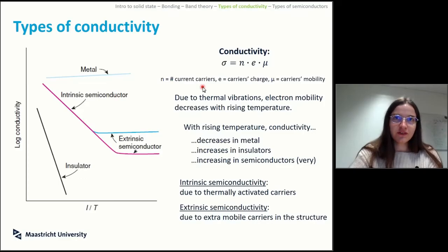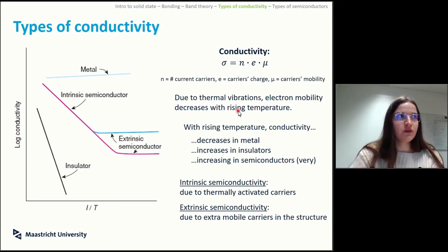Okay, so we closed the last segment of this lecture saying that semiconductors have a conductivity behavior in which the conductivity increases with temperature, but they can actually have two different regimes. One in which the conductivity is intrinsic, so just the band gap jumping as a function of temperature. But they can also have an extrinsic regime of semiconductivity in which you have some extra mobile carriers that you just insert into the structure.